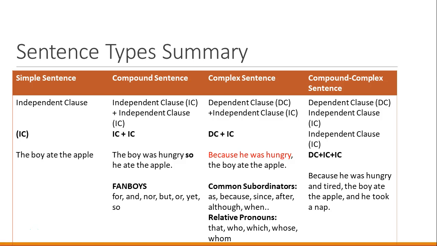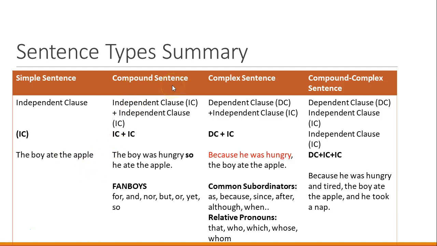To summarize, a simple sentence has one independent clause, one main thought. Example: the boy ate the apple. In this case, we have to have a subject and verb predicate. The subject is the boy, and the verb ate what? The apple. So a predicate is the verb plus what information we have about the subject. So the boy ate the apple.